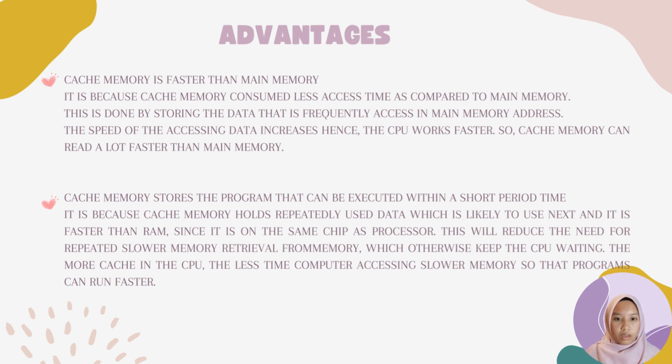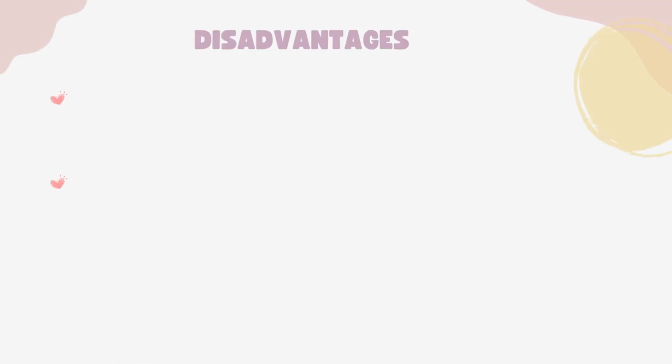Also, cache memory stores the programs that can be executed within a short period of time. It is because cache memory holds repeatedly used data which is likely to be used next, and it is faster than RAM since it is on the same chip as the processor. This reduces the need for repeated slower memory retrieval, which otherwise keeps the CPU waiting. The more cache in the CPU, the less time the computer spends accessing slower memory, so programs can run faster.